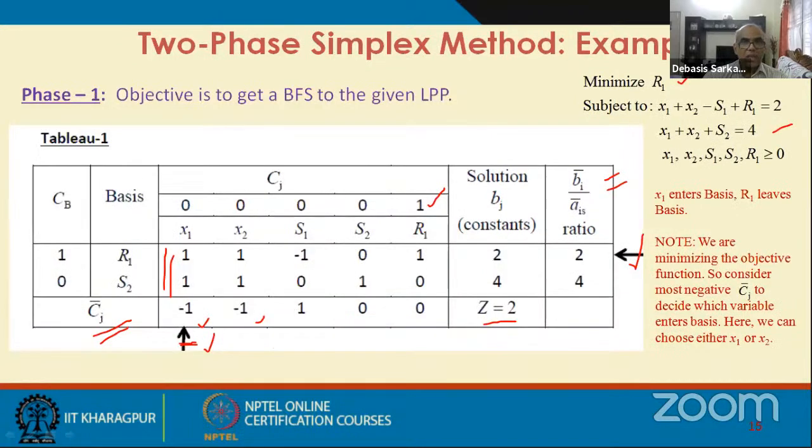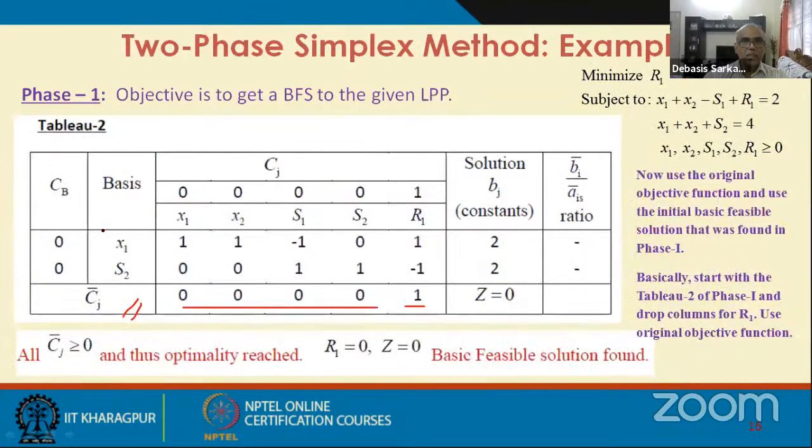Now the basis is x1 and s2. So R1 is a non-basic variable and R1 equal to 0. Z equal to 0. So we have obtained the basic feasible solution for the original problem. So this solution in phase 1 becomes the basic feasible solution for the original problem. So what we will do now is we'll consider this table as the initial table for phase 2.